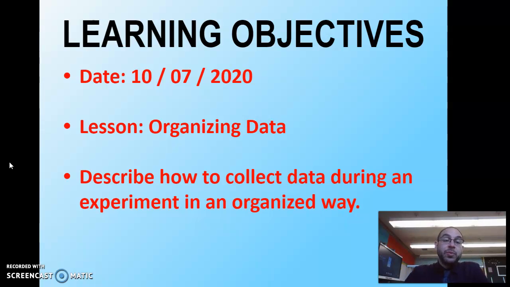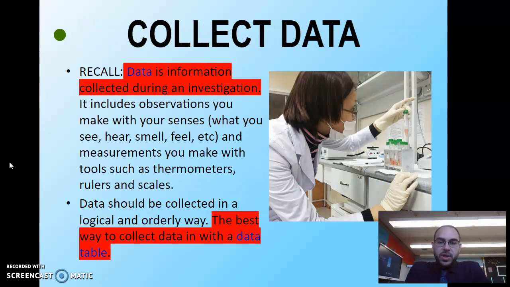So for today, we're going to be going over how we would organize the data, and our aim is to describe how to collect data during an experiment in an organized way, which again, this lesson should be pretty self-explanatory, but we still should go through it because we want to look at how we organize it and a little bit into why we're organizing it that way and how we would evaluate it. Okay? So, as always, pause the slides if you need more time to copy down, but otherwise we're just going to get going.